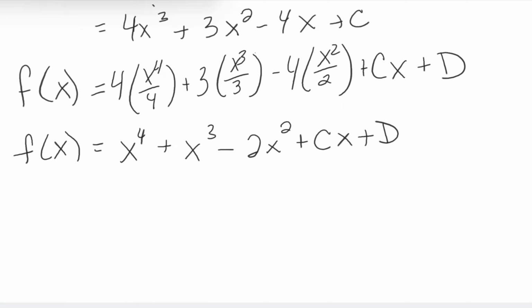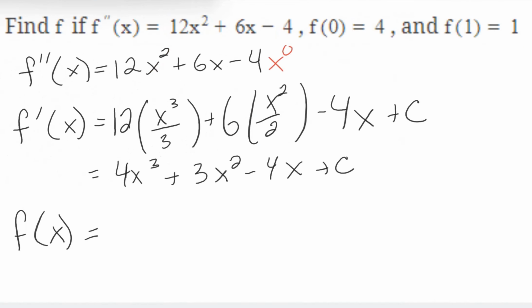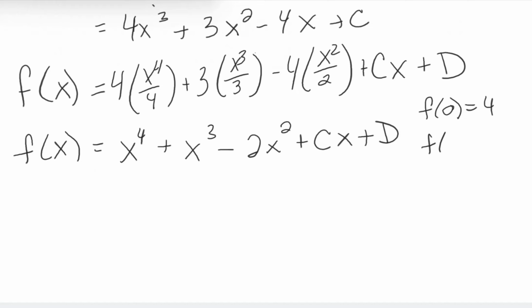All right, and now I've got f of 0 equals 4, and f of 1 equals 1. So since I have to find 2 letters, I need 2 pieces of information to do it. Which one would you like to start with? Just go on the band-aid to do cx.